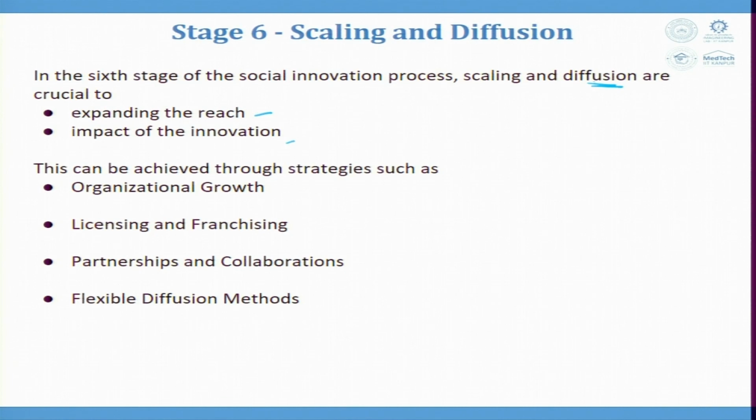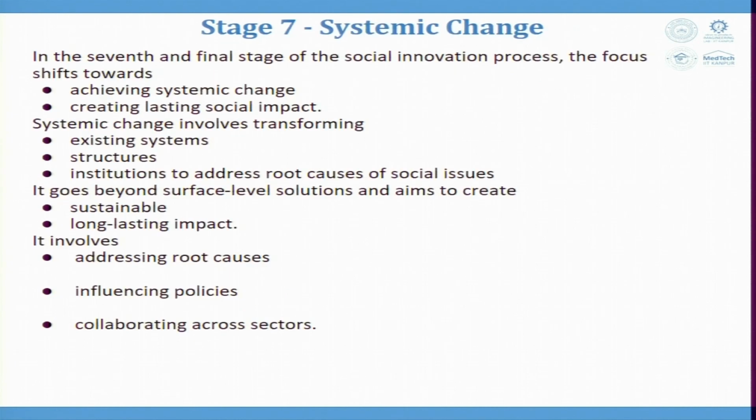This can be achieved through strategies like organizational growth, licensing and franchising, partnership and collaboration and flexible diffusion systems or methods. Okay. So, that will help us to do scaling and diffusion. The last stage is systemic change. In the seventh and final stage of social innovation, the focus is towards achieving systemic change, creating lasting social impact. So, these two are very important.